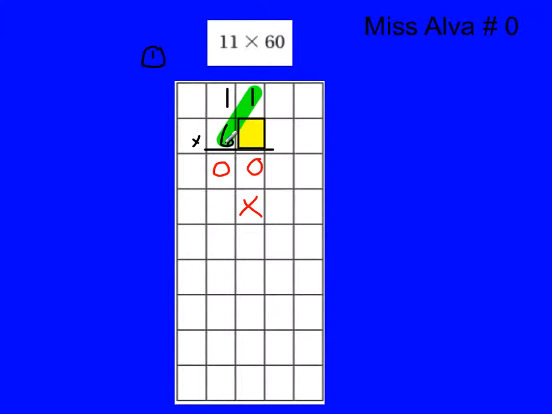Okay, so what is 6 times 1? Write your answer down here. Six. And finally, what is 6 times 1? Where will your answer go? Here. And what do we do with these two? Add them together. Go ahead and add them. Remember, the X is like a 0. Your answer should be 660. Okay?